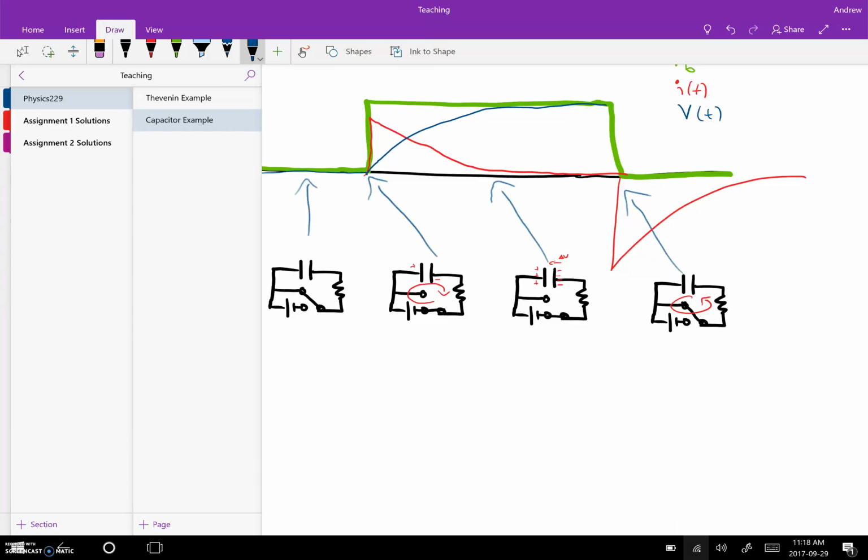But what happens when we disconnect it now? Well, when we disconnect the battery, and connect this kind of smaller circuit here, as the current is flowing the other way, that voltage is going to drop eventually to 0. For the exact same reasons, we'll have an exponential decay.